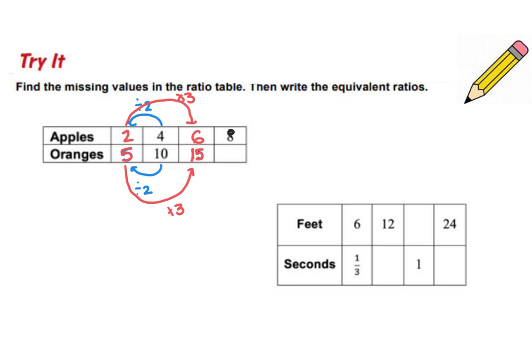Last, I have this 8, so I'm going to go 4 times 2. That puts me at 8. So then I'm going to do 10 times 2, and that puts me at 20. And then finally here I have feet and seconds. 6 times 2 is 12. So 1/3 times 2 is 2/3.